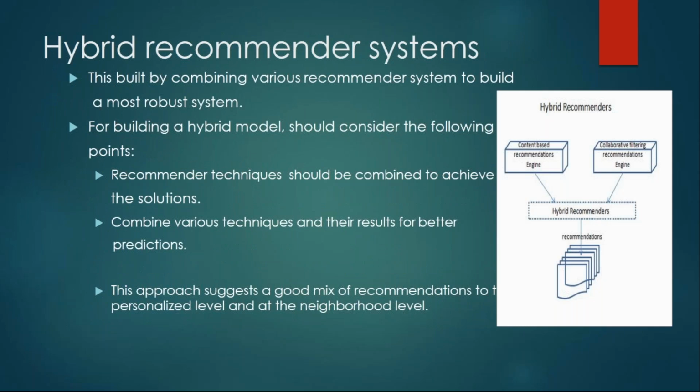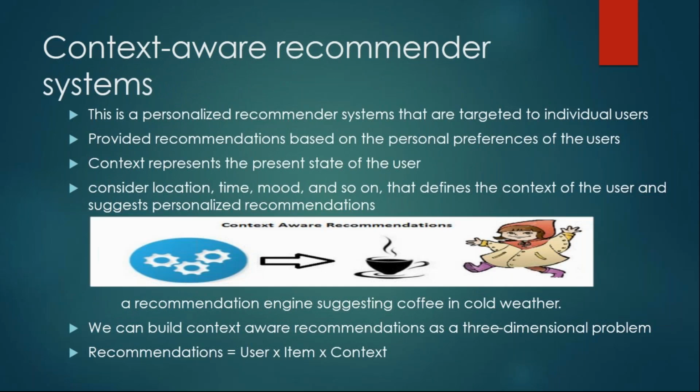Hybrid is nothing but the combination of both content-based and collaborative, which we call hybrid. This approach suggests a good mix of recommendation, with personalization and a better neighborhood. And then the context-aware recommender system. This is a personalized recommender that is targeted to the end user. Here context represents the present state of the user. You can consider location, time, and mood, which define the context of the user, and suggest personalized actions.